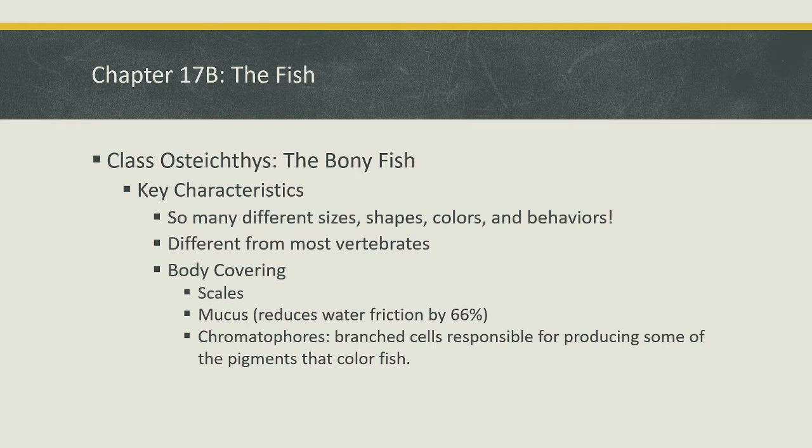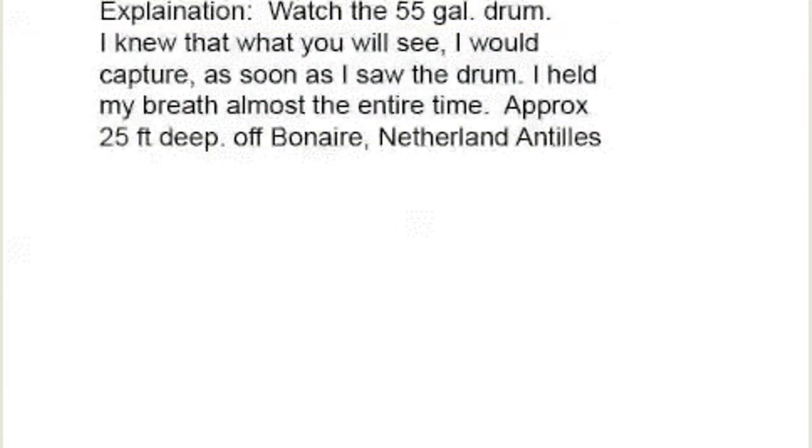Anyway, so mucus helps fish be able to swim a lot quicker. And then chromatophores. Chromatophores are branched cells responsible for producing some of the pigments that color fish. And fish can be super brightly colored in all sorts of different patterns, but some fish can control which pigments are produced when in their chromatophores in order to camouflage themselves. So here's a video that shows that with a flounder, if I recall correctly. All right, here we go.